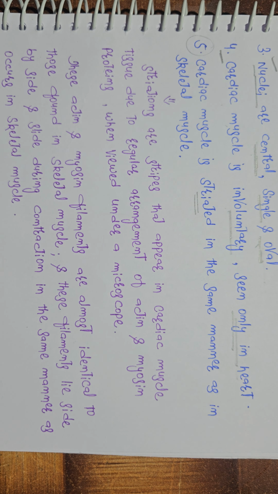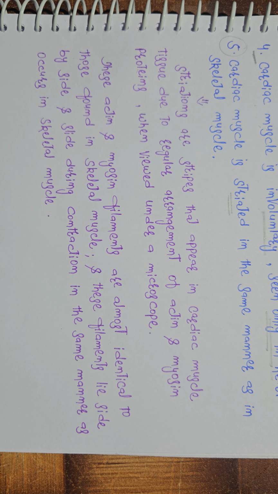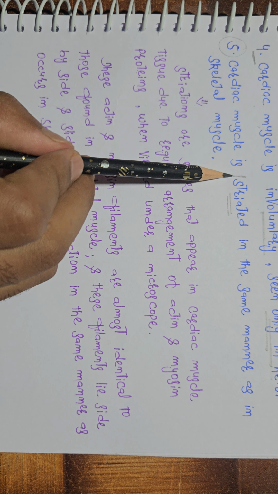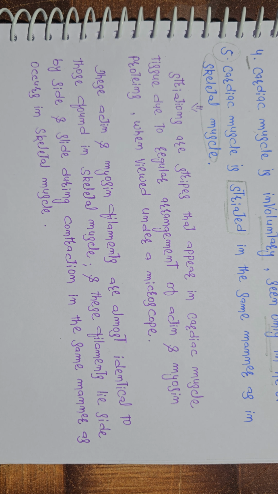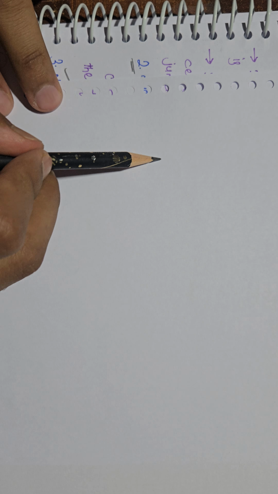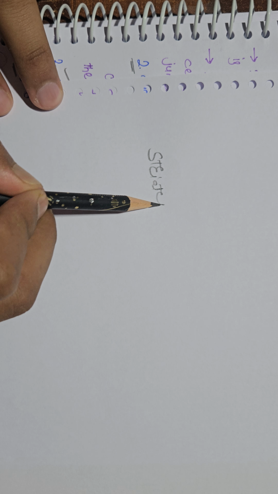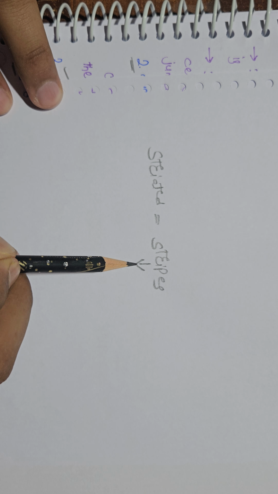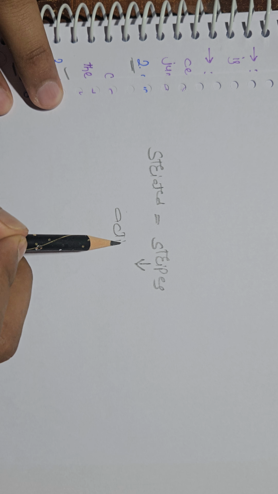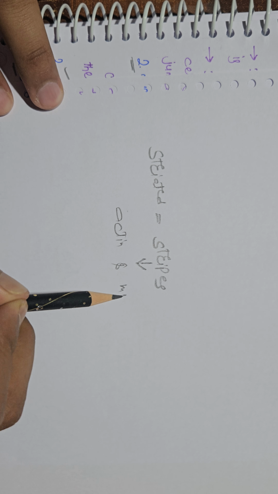Now the last anatomical feature, a very important one: cardiac muscle is striated in the same manner as skeletal muscle. It means cardiac muscle is striated like skeletal muscle. Now what does striated mean? Striated means the cardiac muscle has stripes. What are these stripes made up of? These stripes are made up of actin and myosin filaments.